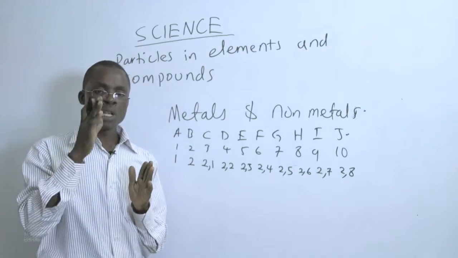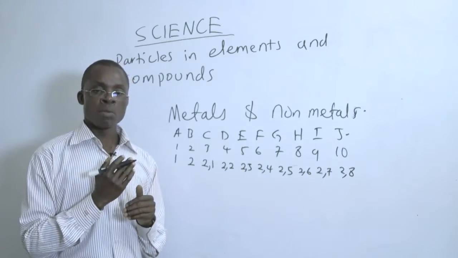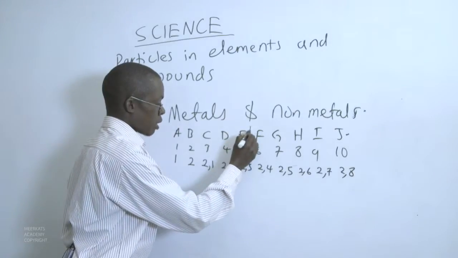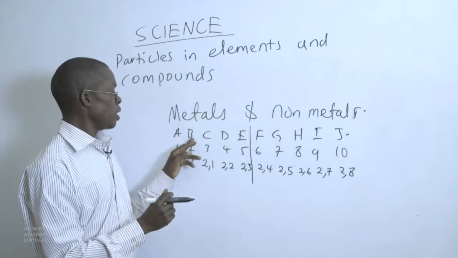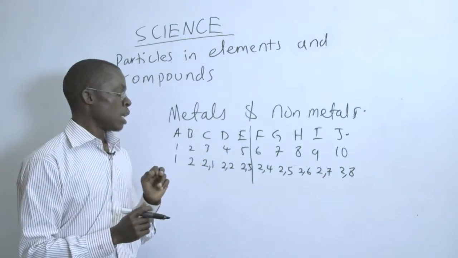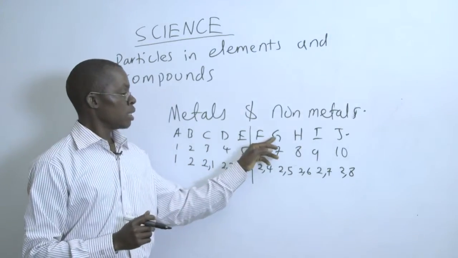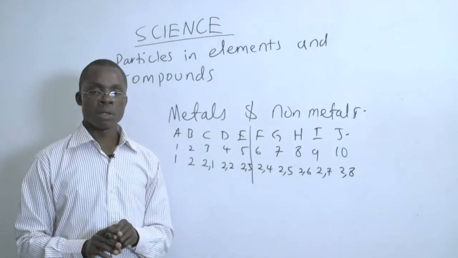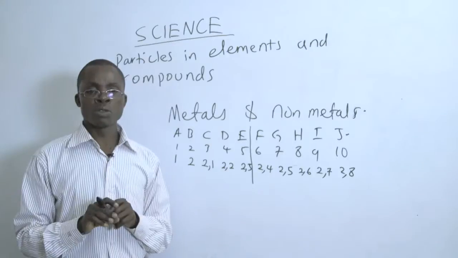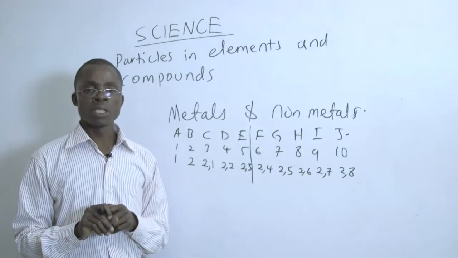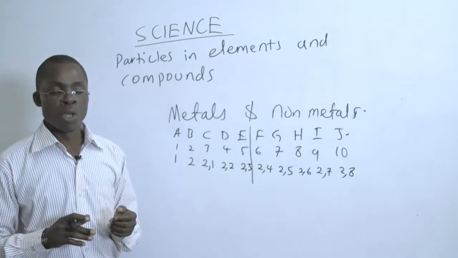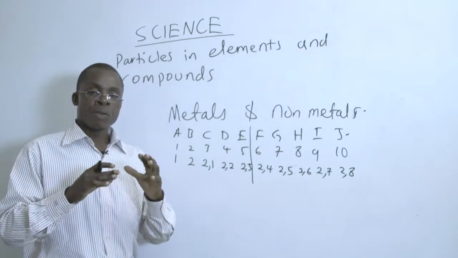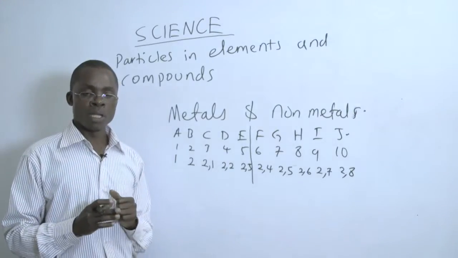Any that will have 3 and less will be categorized as a metal. So 3 is here. So you can say A, B, C, D, E are metals, and F, G, H, I, J are nonmetals. But it is not always true for all elements or substances, because in addition to the electronic configuration, we also have the physical behavior of the element.